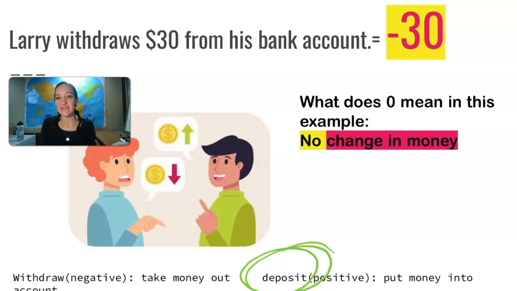So if Larry withdraws $30 from his account, that's a negative 30 on his statement. If you see 0, it means you didn't take any out, you didn't withdraw, nor did you deposit. There is no change in your money.